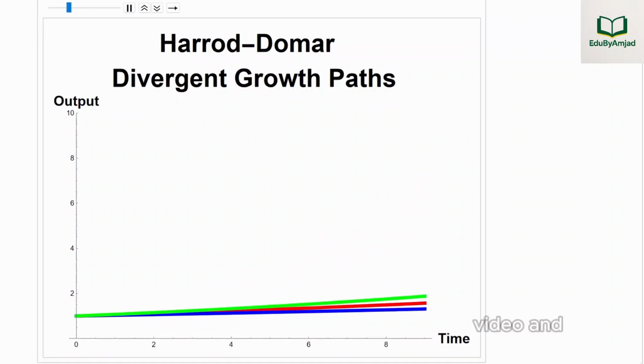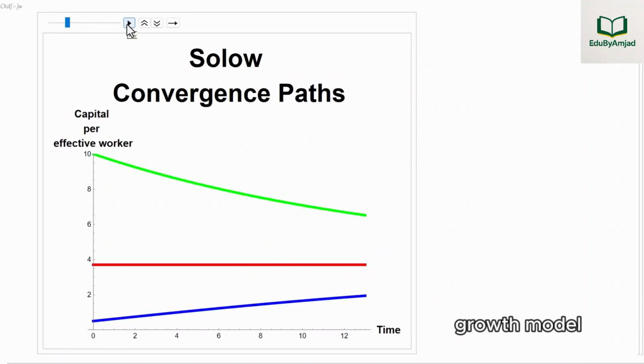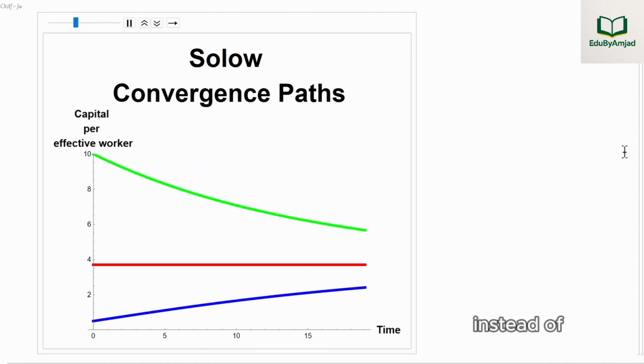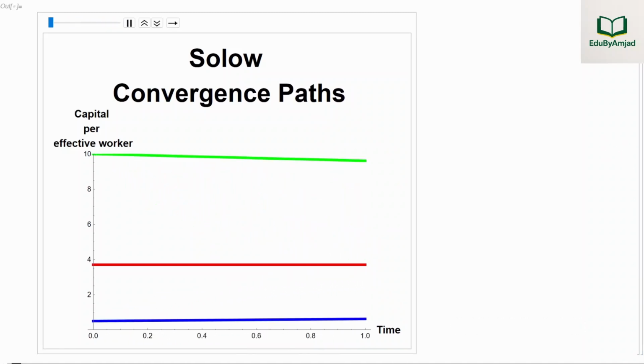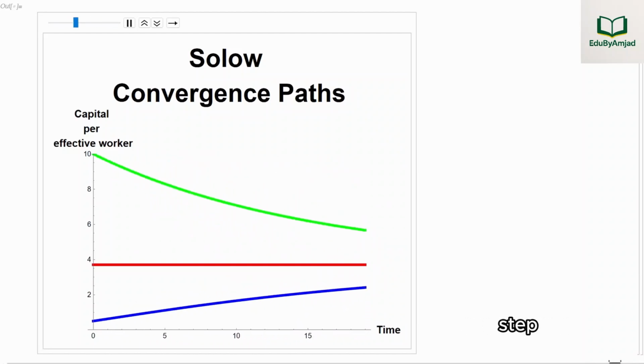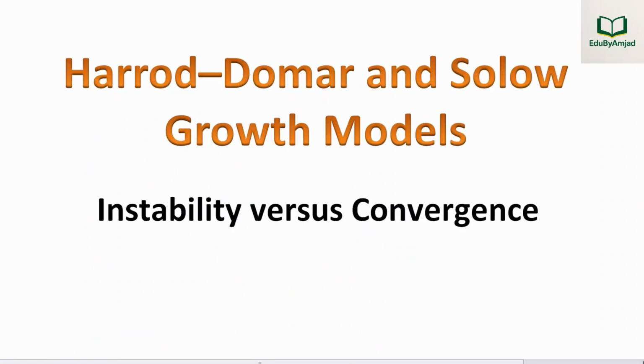In this part 1 video, and in the next part 2 video, we study two foundational models of economic growth, the Harrod-Domar model and the Solow Growth Model. Instead of studying them separately, we will develop both models side by side, step by step, to understand why Harrod-Domar predicts instability, while the Solow model predicts convergence.